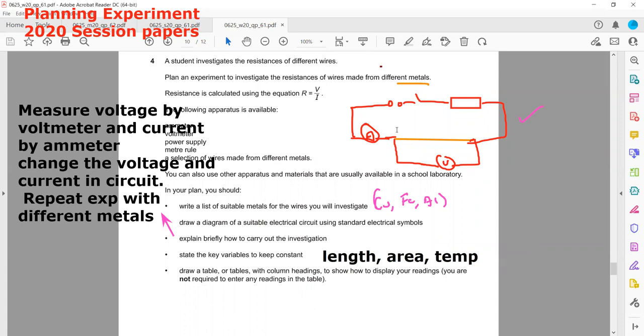Then draw a table or tables to show how you display your result. Here they did not ask how we reach our conclusion, but how we display our result. So we'll have three things, or you can have two or three, you can also mention. The first one, you're measuring a voltage.